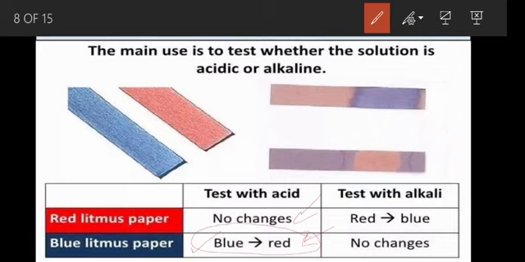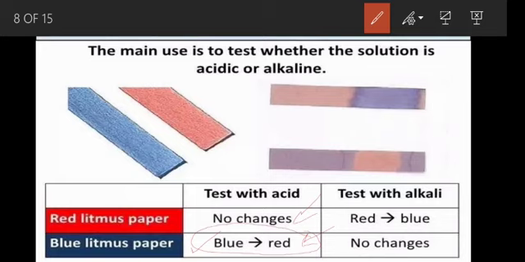the red litmus paper is dipped in a solution to establish whether a substance is acidic or alkaline. In acidic or neutral solution, red litmus paper remains red. When an alkaline compound dissolves in water, it produces hydroxide ions which cause the solution to become alkaline.